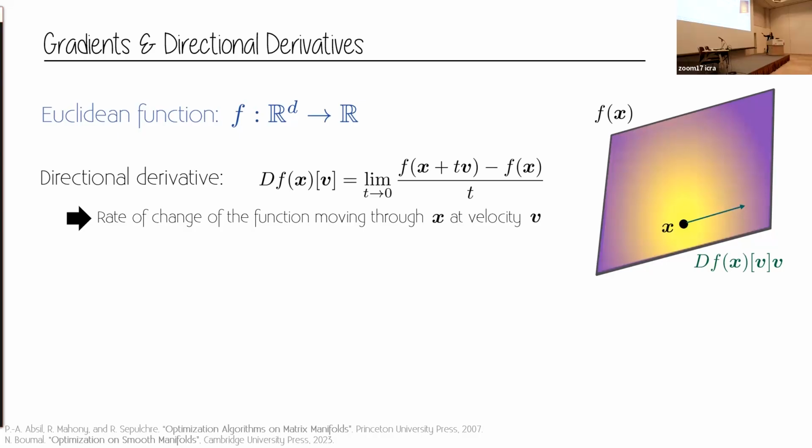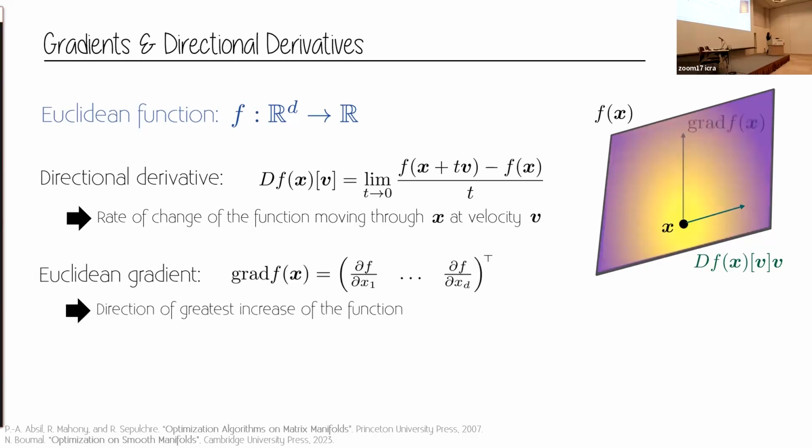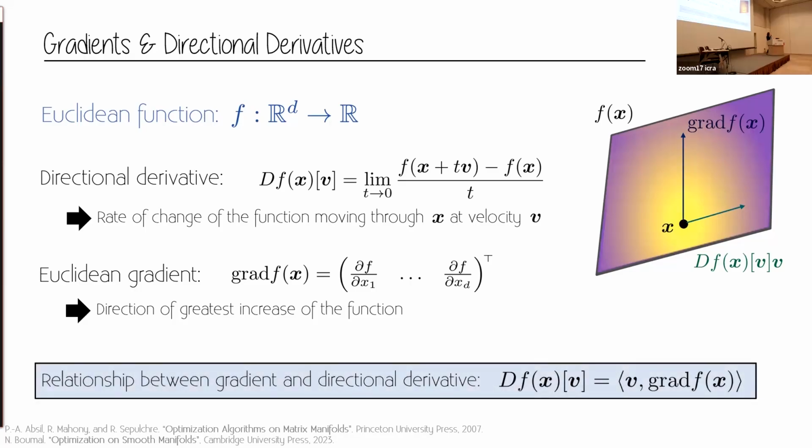What we see here is the scalar, the directional derivative, multiplied by the direction in which we are going. Based on this, the gradient is the direction of the greatest increase of the function. It gives you the direction in which you have to go to increase the function as fast as possible. There is a relationship between the gradient and the directional derivative, given by the formula here, where the scalar directional derivative is given by the inner product between the velocity at which you're going, the direction, and the gradient of the function. Okay?